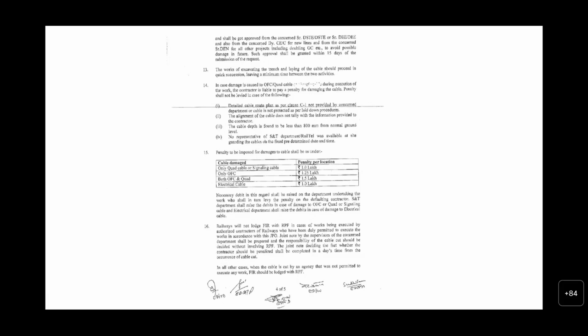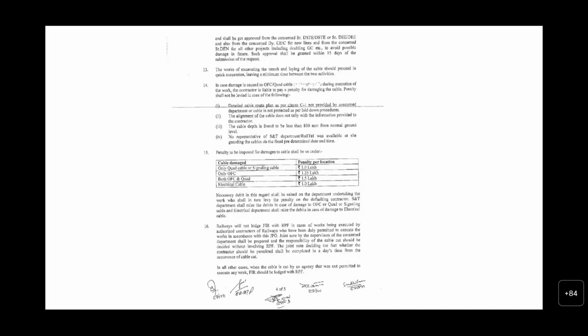Penalty shall be levied in case of the following 4 points. One is that the detailed cable route plan as per clause C1 is not provided by the concerned department, or the cable is not protected as per laid down procedures. See, the detailed cable route plan has to be updated every time. It should be given properly. Otherwise, we will lose the chance of levying the penalty.